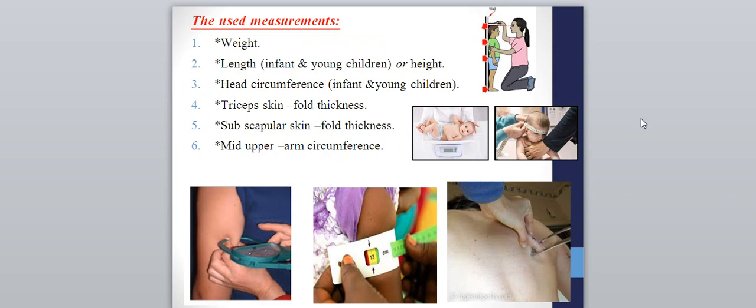Now, the measurements are the weight and the length in infants. For those who are less than 3 years, we use the length, and the height for those above 3 years. And we can use the head circumference, mainly in infants and young children, triceps skin fold thickness, subscapular skin fold thickness, and mid-upper arm circumference.